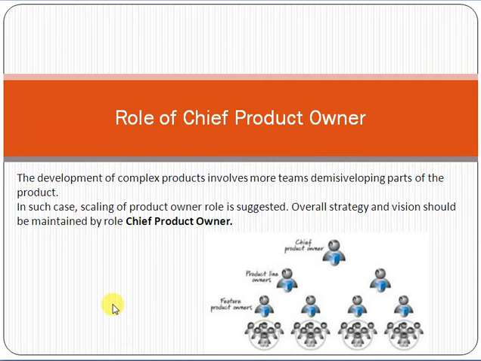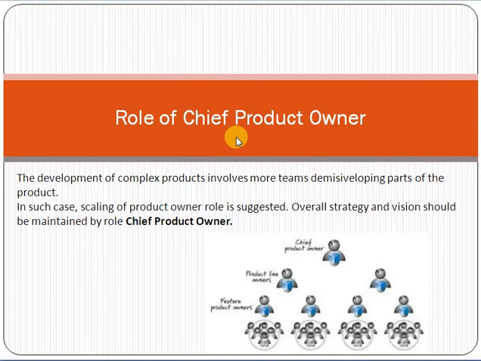Now coming back to the role of product owner. The product owner is the leader of the team, the person who knows what needs to be developed in the product, and he is the customer voice. He gets the information from the customer and talks to the Scrum team. Now, what is the role of a chief product owner?